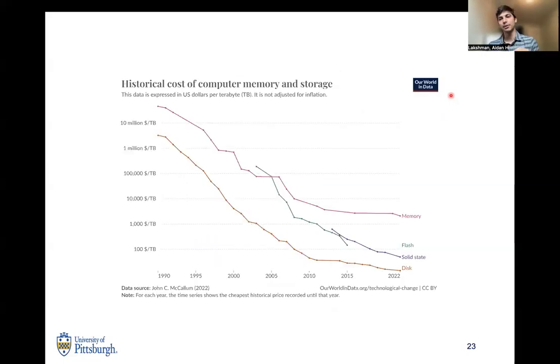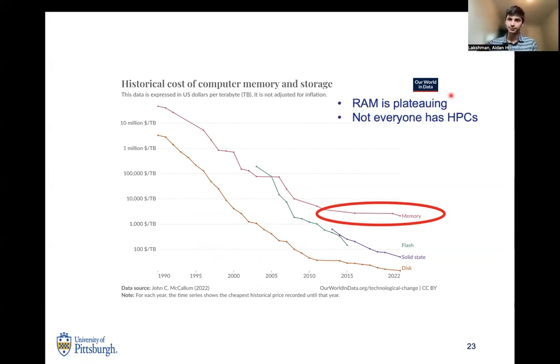The problem is that over the past decade, memory costs haven't really changed. We've seen a plateauing in the cost of memory. So if we have linearly scaling memory requirements, we're going to have linearly scaling costs as we go bigger and bigger. And since our graphs grow quadratically, we're going to have quadratically scaling costs. We could use high performance computers, but not everyone has access to them. So it's not suitable to assume that everyone has access to a computer with hundreds of gigabytes of RAM.